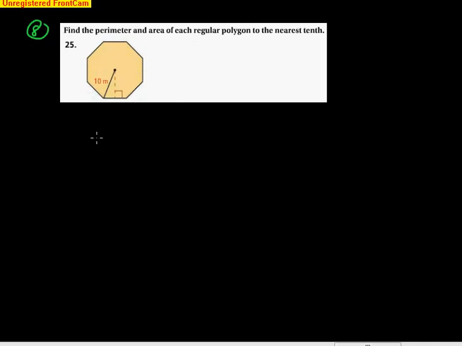Alright, last problem here. Find the perimeter of the regular polygon. So if I look here, what kind of figure is this? 1, 2, 3, 4, 5, 6, 7. This is an octagon. 8 sides. N equals 8. So my area formula is 1/2 AP.